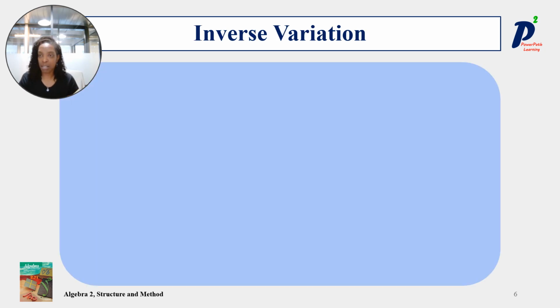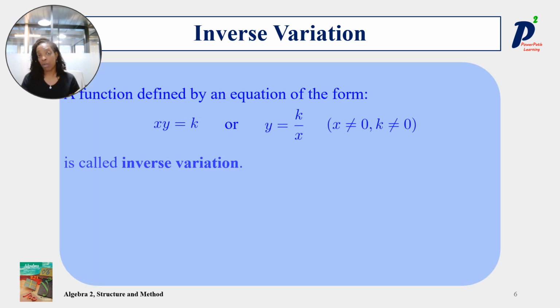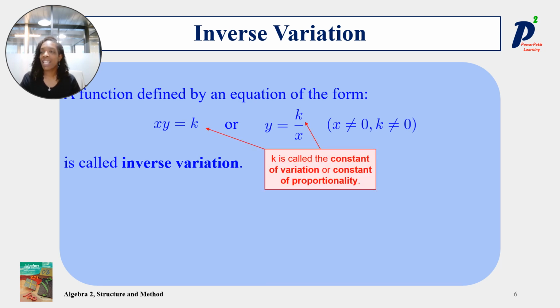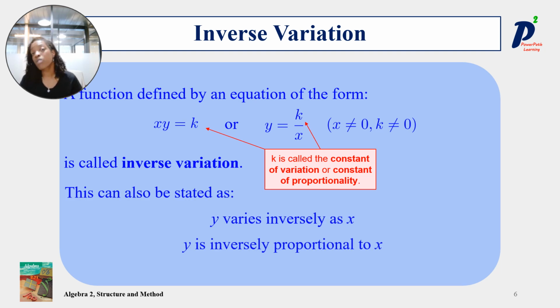So let's formalize this a bit. When a function can be written as xy equals k, or y equals k over x, where both x and k are non-zero, the relationship is called inverse variation. k is a fixed value that we call the constant of variation or the constant of proportionality. This relationship can also be stated as y varies inversely as x and y is inversely proportional to x.